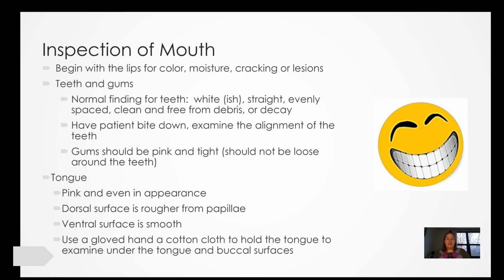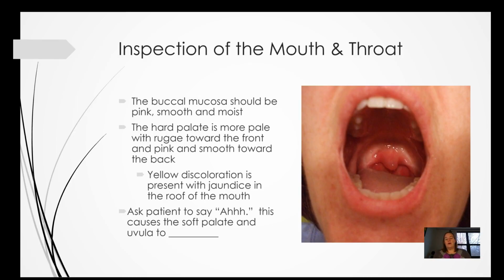The tongue should be nice and pink. The dorsal surface is rougher. Again, those are the taste buds. The ventral surface, or underside of the tongue, is the smooth side. You can use a gloved hand with a little 4x4 gauze to hold the tongue and look underneath the tongue at buccal surfaces if you are concerned that there is something going on. Again, pink and moist.